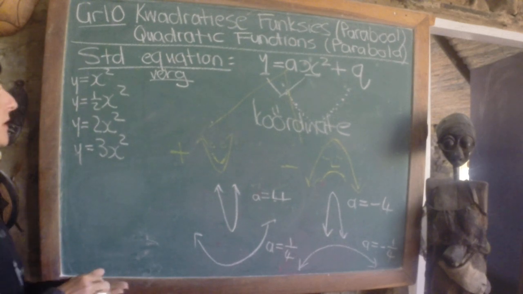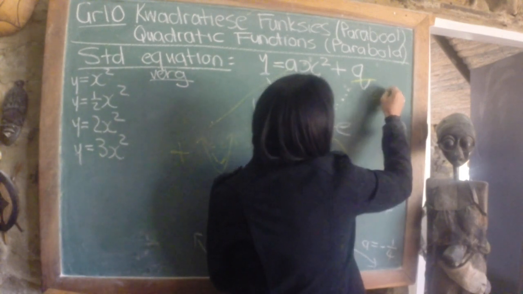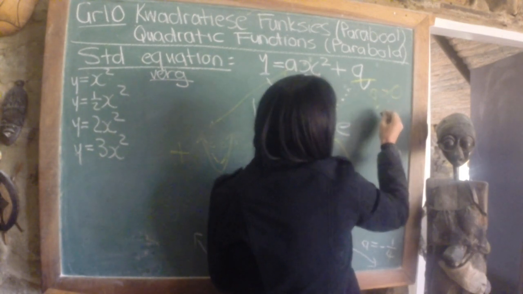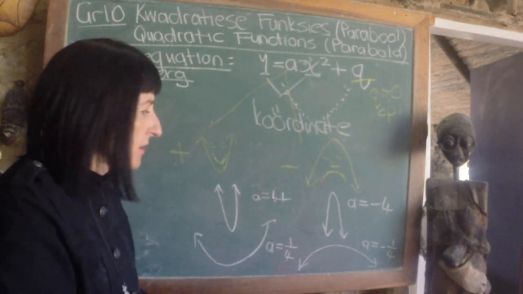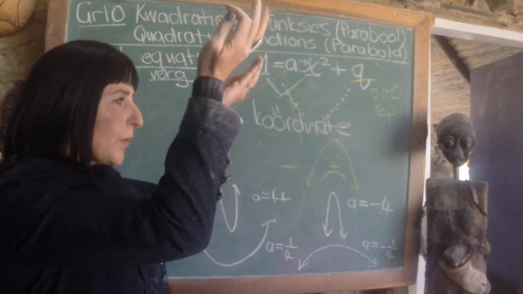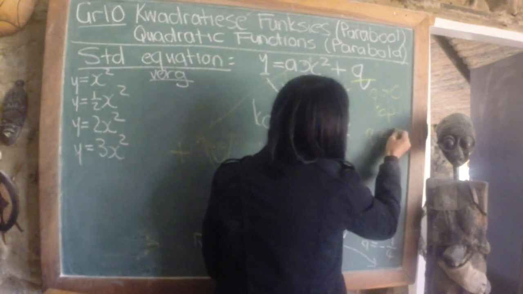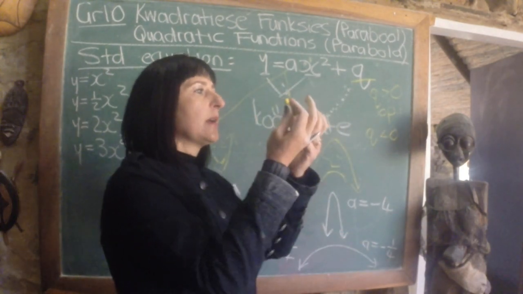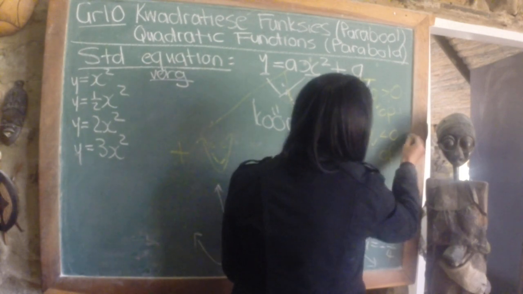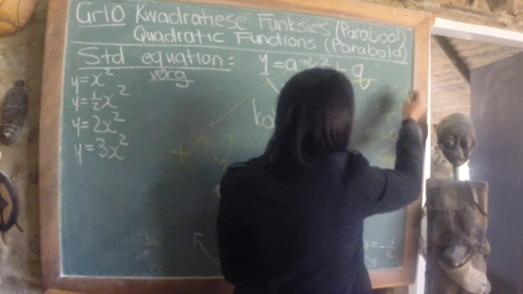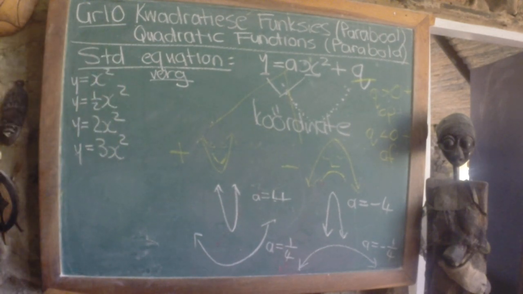Q is die ouetjie wat altyd my parabool op of afskuif. As Q groter is as 0, dan skuif hy op. Dit beteken Q is positief. Dan skuif die hele parabool op. As Q negatief is, met ander woorde Q is kleiner as 0, dan skuif my hele parabool af. So hierdie ouetjie is negatief en daai ouetjie is positief. Okay, that's very important and you've got to know that.